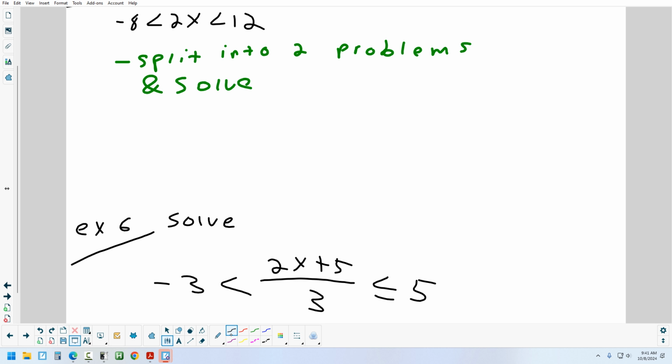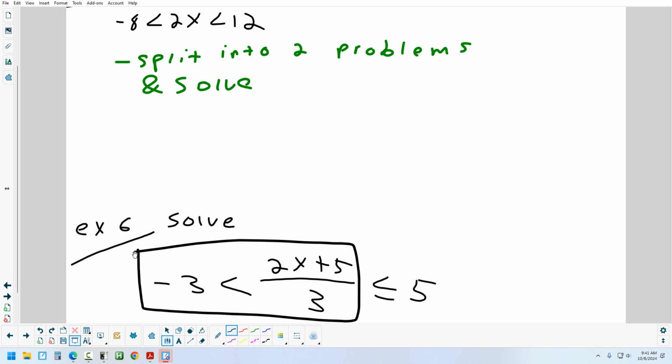So when you split it into 2 problems, this in the black box will be one problem, and what's in the blue will be my second problem. And when we split something up like that, we're going to have a certain word between the 2 answers. This is the short way. We're going to make it the long way. What's the word that goes in the middle? And. Yep. So we're going to put the word and.